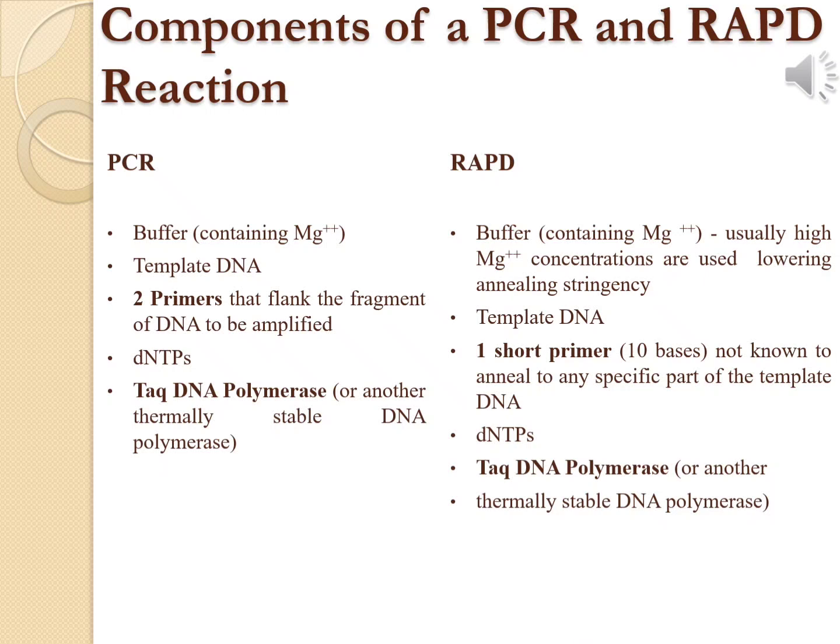Whereas in case of RAPD, buffer containing magnesium 2+ ion is needed. Usually, high magnesium 2+ ion concentrations are used, lowering the annealing stringency. Template DNA is needed. 1 short primer of 10 bases, not known to anneal to any specific part of the template DNA, is taken. dNTPs are needed. Taq DNA polymerase or any other thermally stable DNA polymerase is needed in case of RAPD.